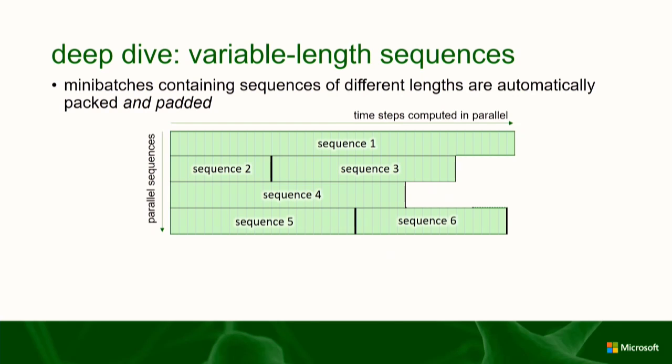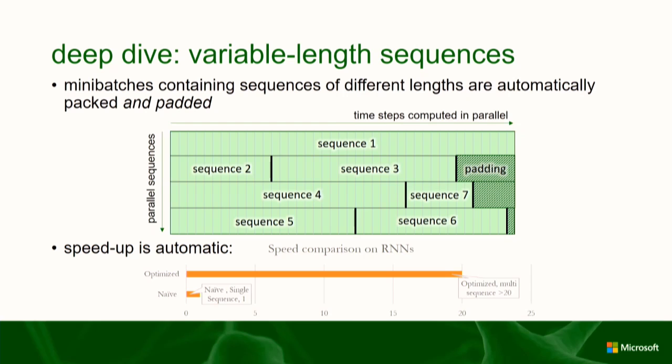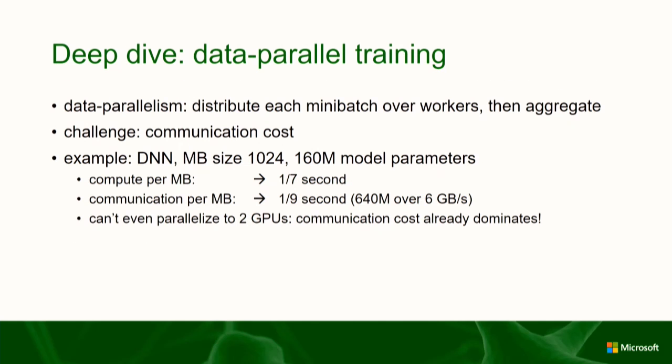The second one I want to get to is actually the third one. The first one was the implicit handling of time. The second one was the variable length sequence. And the third one is the data parallelism.